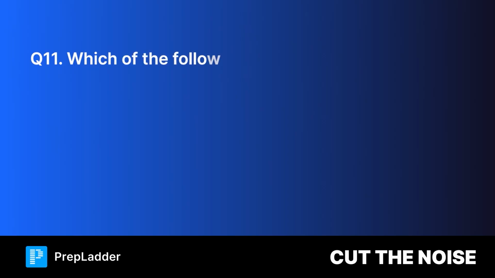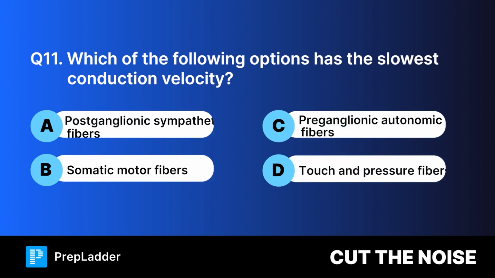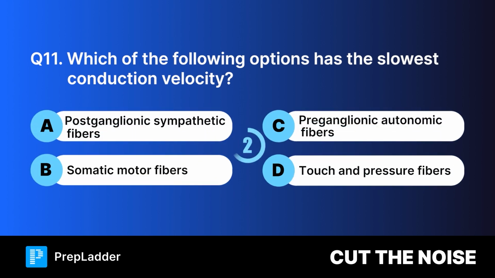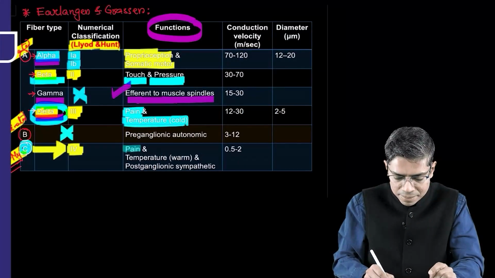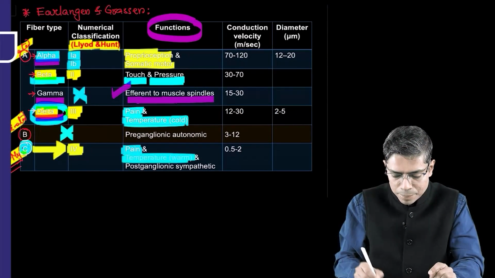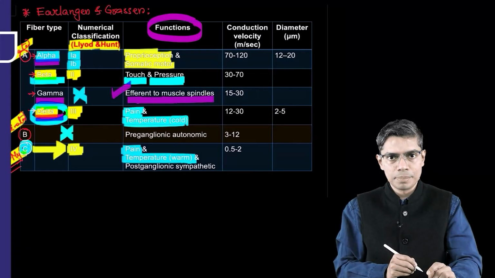Question 11. Which of the following options has the slowest conduction velocity? Your options are. And the correct answer is postganglionic sympathetic fibers. Here's the explanation. Look at the C fiber first. C fiber is also for pain and temperature, but here the temperature is warm temperature.